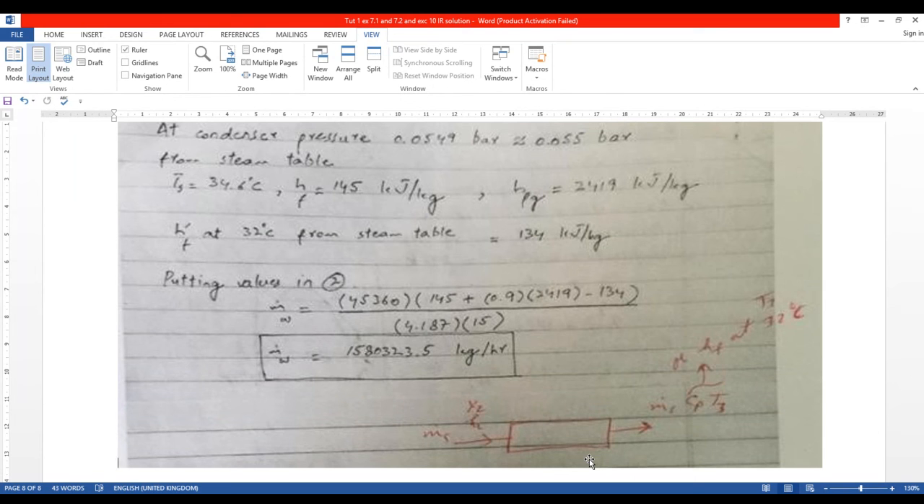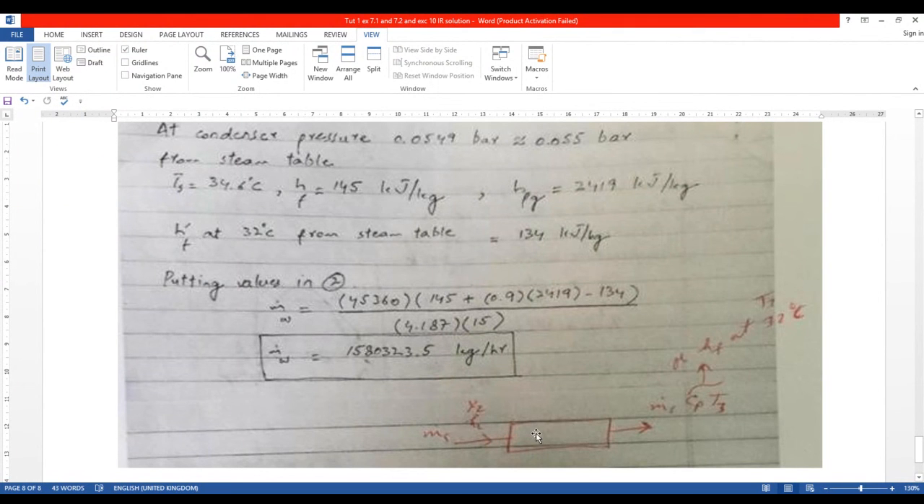So the heat gained by the cooling water equals the mass flow rate of water, m dot W, times Cp, the specific heat of water, which is 4.187, this is a constant as well, kilojoule per kilogram degrees Kelvin, times delta T, which is given as 15. So this here, m dot W Cp delta T, is the energy gained by the cooling water. This is equal to the energy lost by the steam.